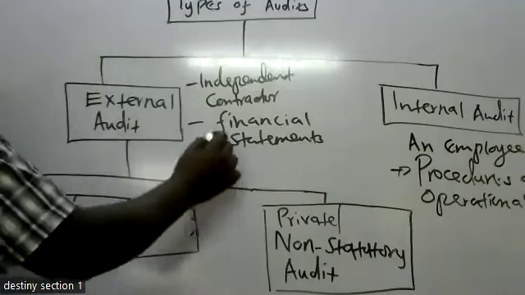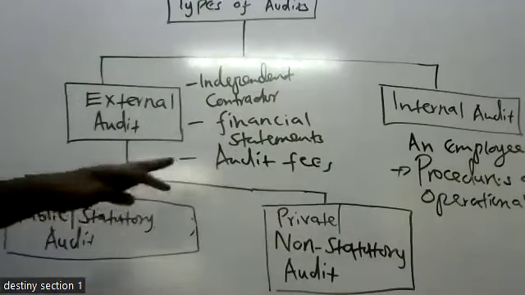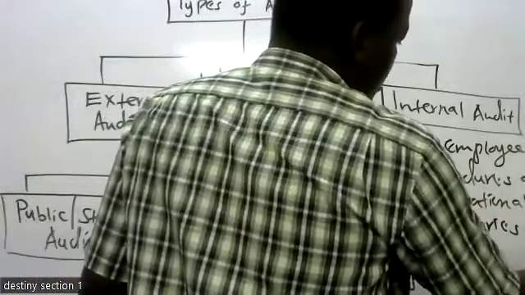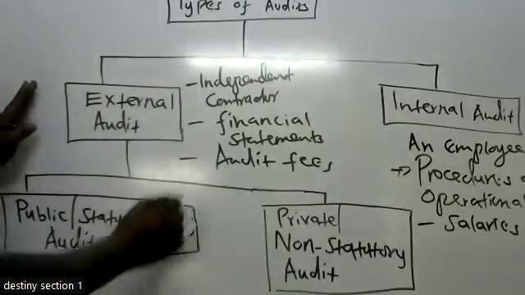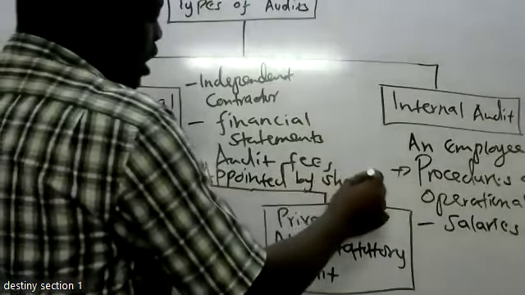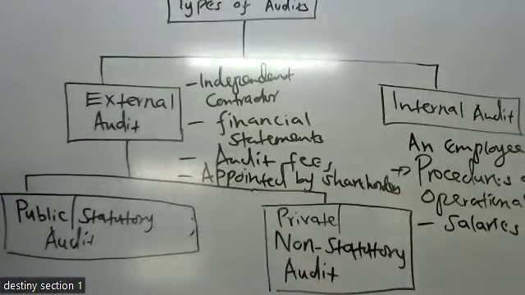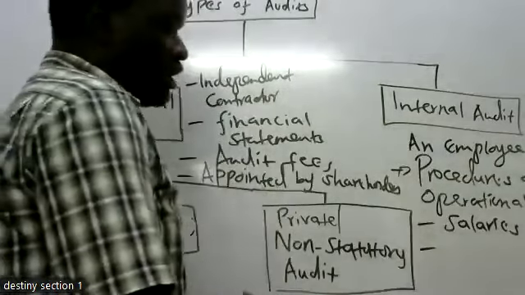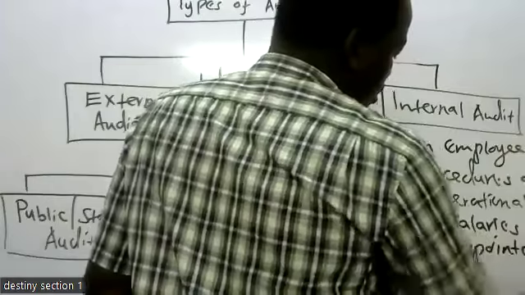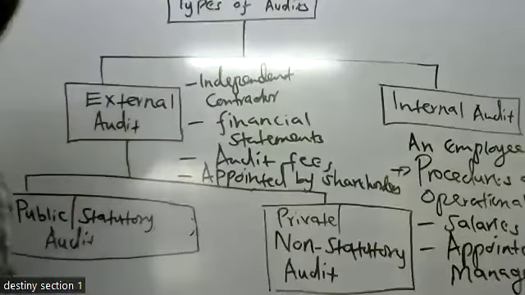For example, external auditors earn audit fees, while internal auditors, being employees, earn salaries and wages. External auditors are normally appointed by the shareholders, while internal auditors are appointed by the management.